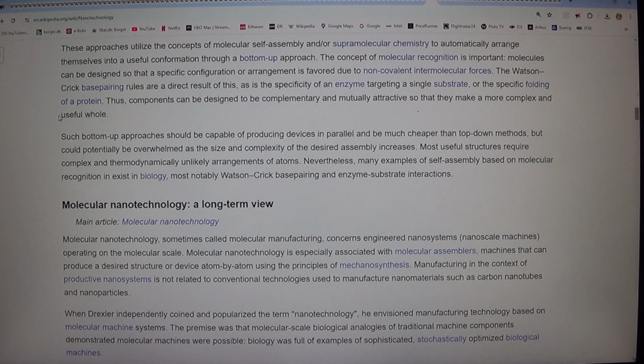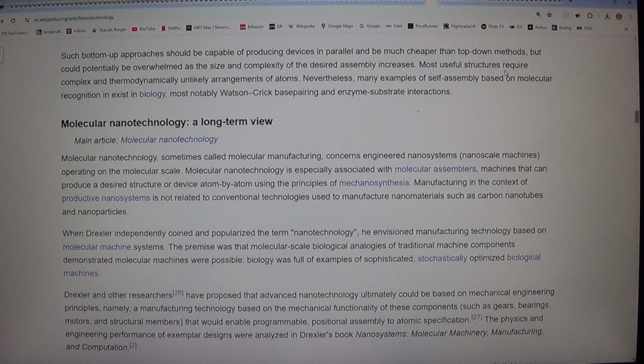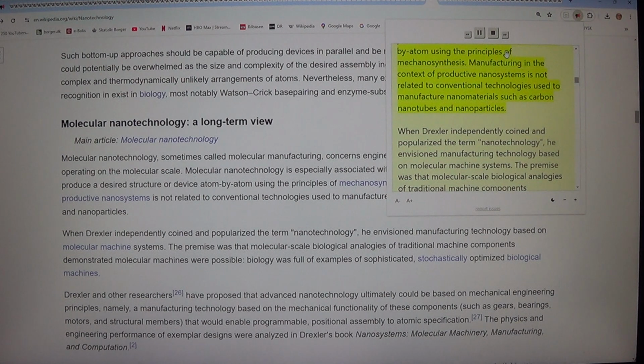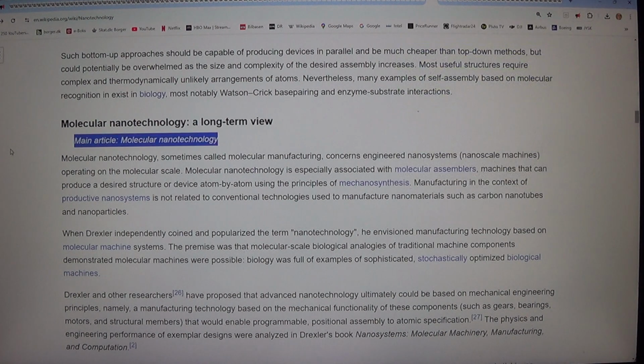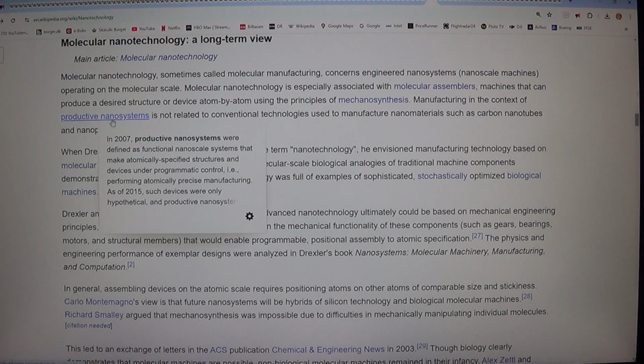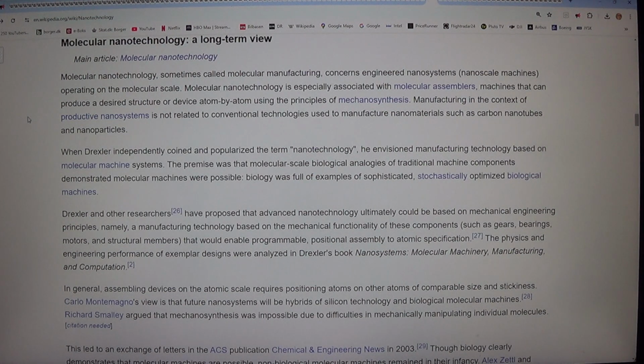Main article, molecular nanotechnology. Molecular nanotechnology, sometimes called molecular manufacturing, concerns engineered nanosystems, nanoscale machines, operating on the molecular scale. Molecular nanotechnology is especially associated with molecular assemblers, machines that can produce a desired structure or device atom by atom using the principles of mechanosynthesis. Manufacturing in the context of productive nanosystems is not related to conventional technologies used to manufacture nanomaterials such as carbon nanotubes and nanoparticles.